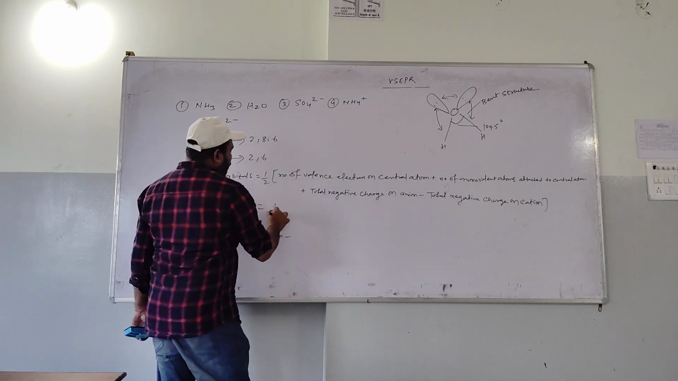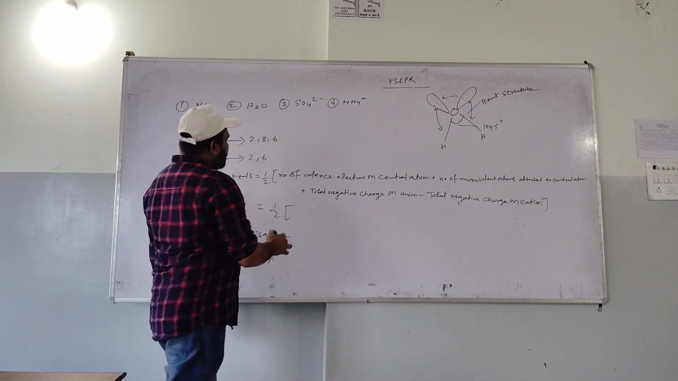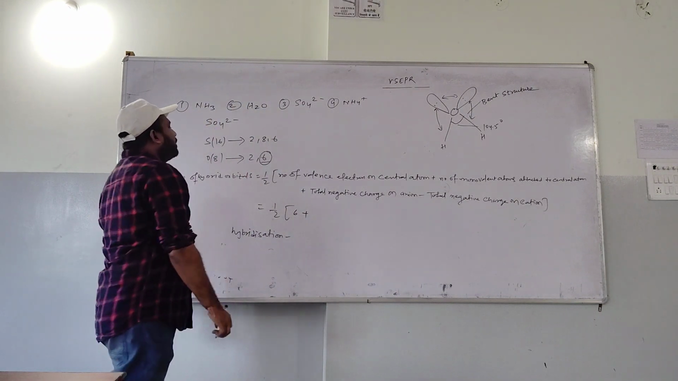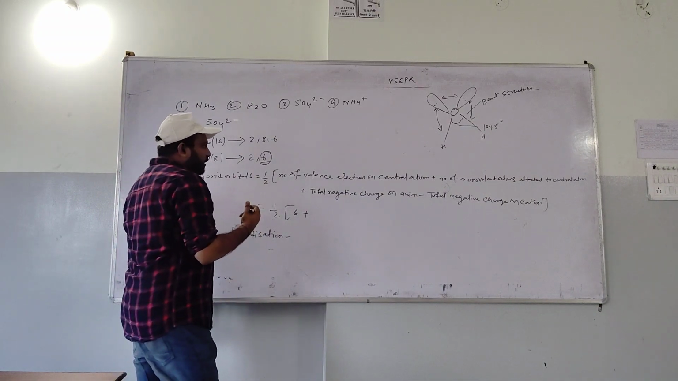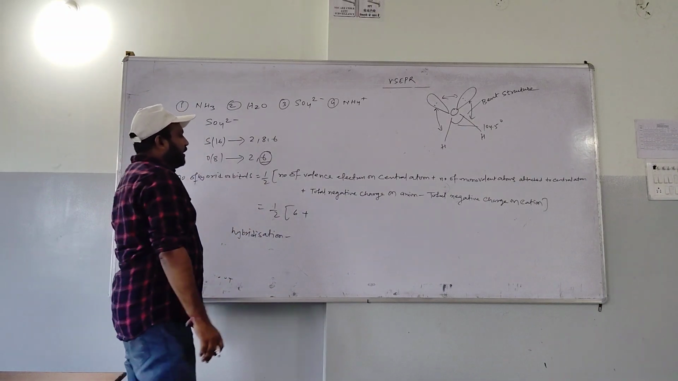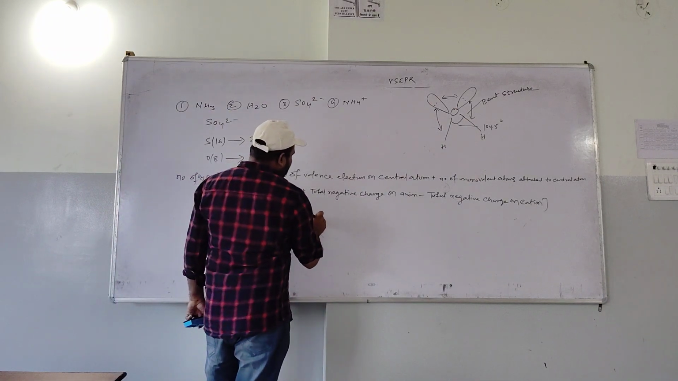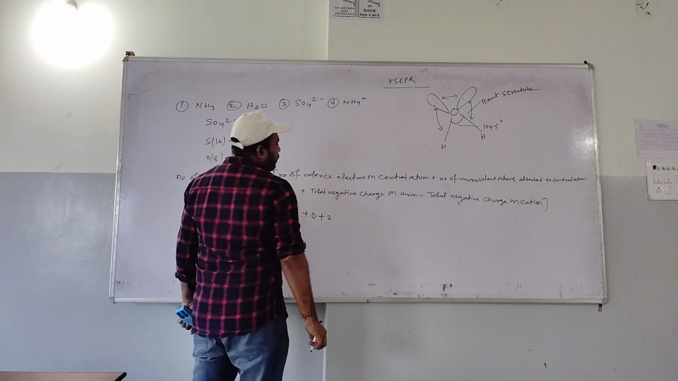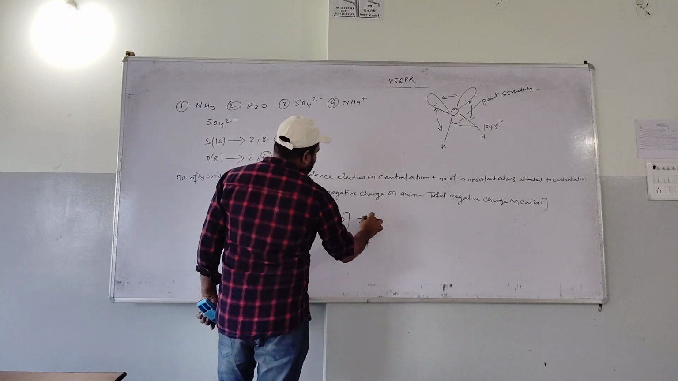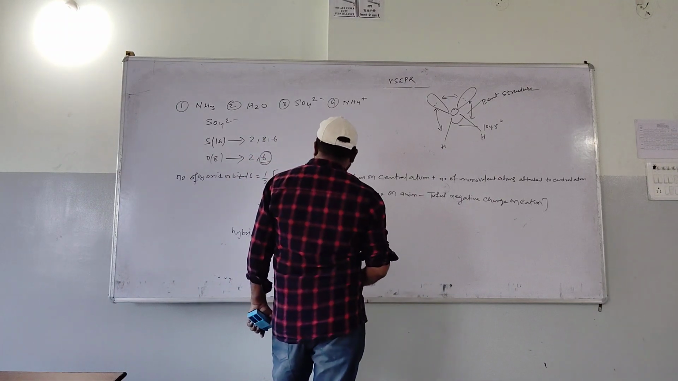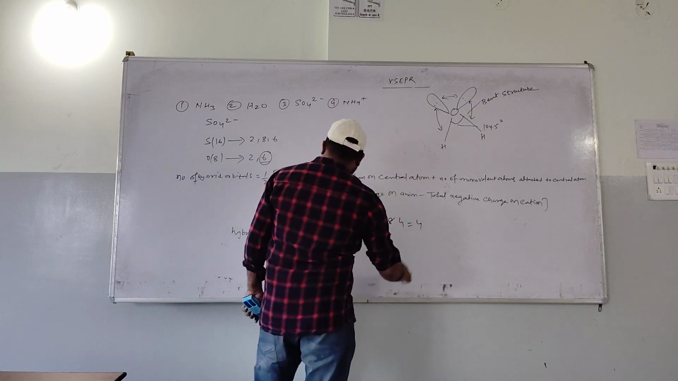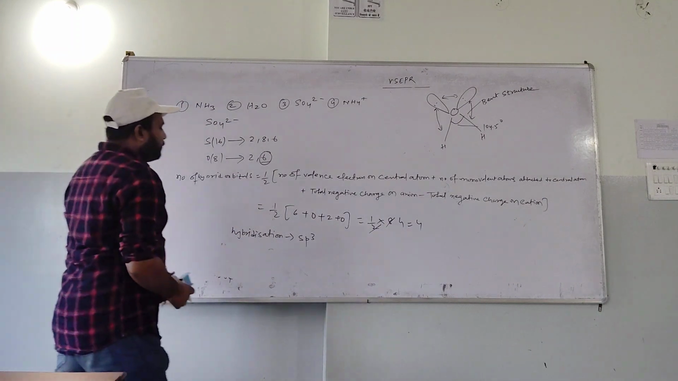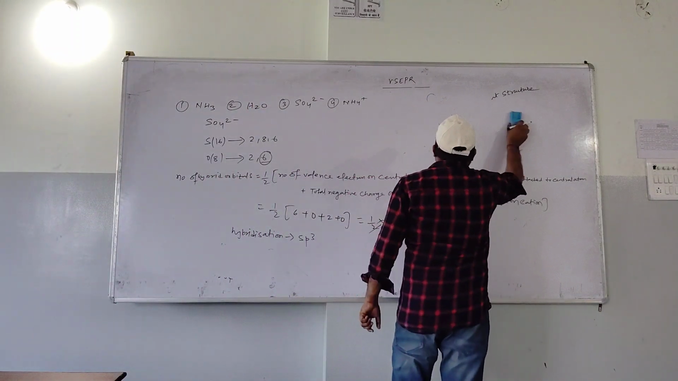So number of valence electrons on central atom is equal to 6. Number of monovalent atoms: no, oxygen is divalent, not monovalent. Oxygen needs 2 electrons to complete its outermost octet. So number of monovalent atoms here is 0. Total negative charge is 2. No positive charge, so 0. So 1/2 multiplied by 8, that is 4. So its hybridization is sp3.